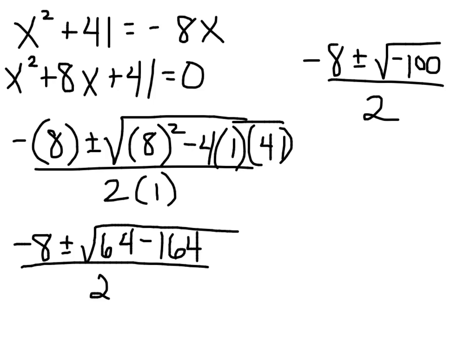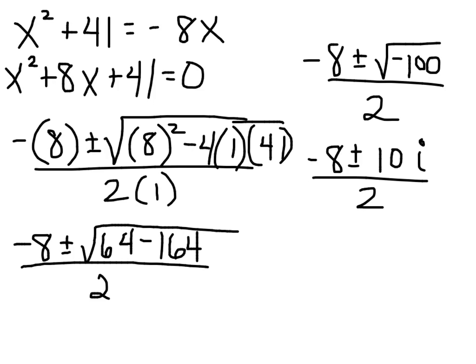Now, before I continue, notice how I never said find the real solutions. I just said find the solution, didn't I? So what can I do right now? Take your i out. Right. If I take my i out, then what's the square root of 100? 10. So then I have negative 8 plus or minus 10i divided by 2.